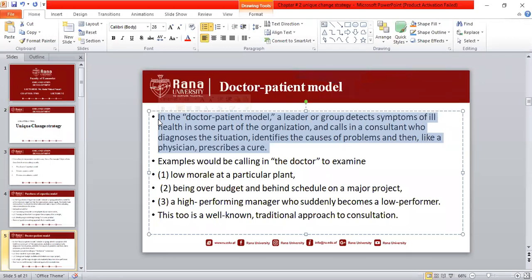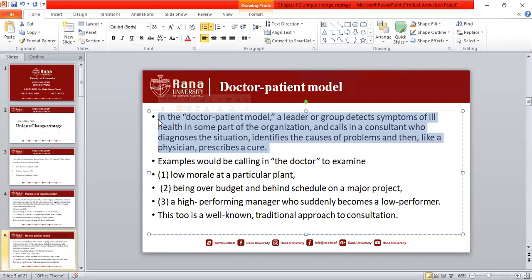Now, as we discussed, that unique change strategy is a strategy where the OD consultant incorporates new changes within an organization. Without any model, no OD practitioner can bring any changes within an organization. He will come up with a strategy, and that strategy will help him implement any sort of changes.